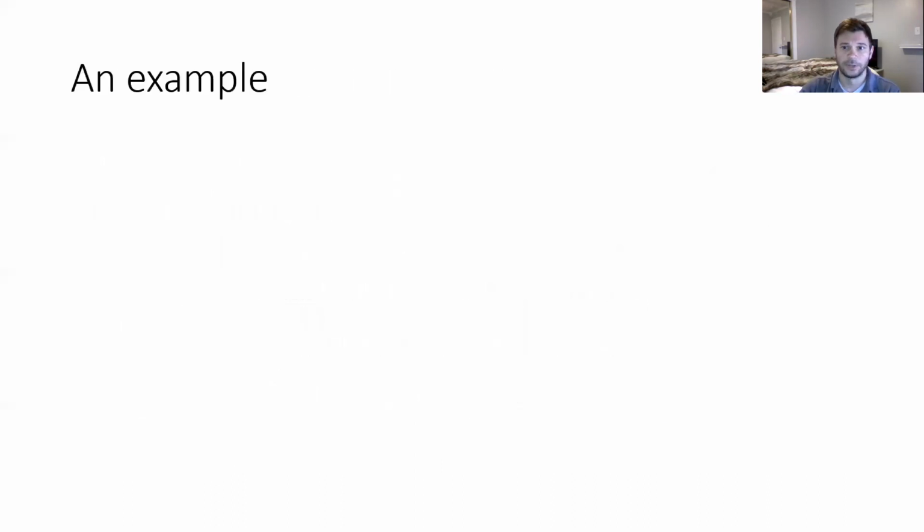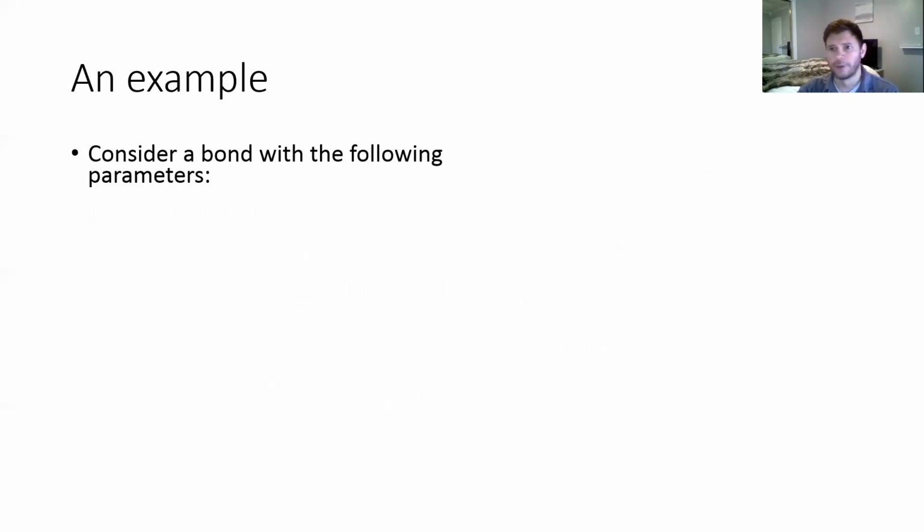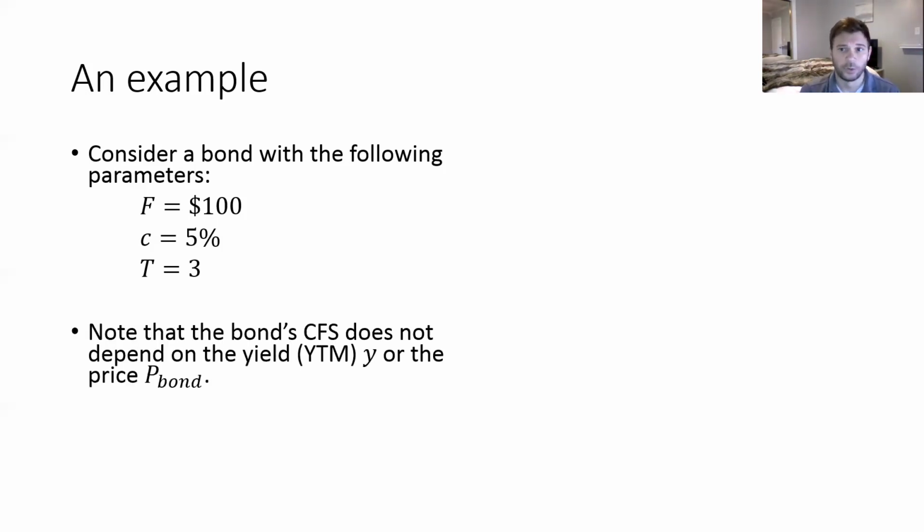Okay, so let's go ahead and look at a numerical example. Let's consider pricing a bond, or rather, before we price it, we have to write out the cash flow stream. So we're going to start here with a bond that has a face value of $100, a coupon rate of 5%, and it's going to make payments for 3 periods. It's going to mature after 3 periods. The first thing you should note is that I haven't told you the price yet or the yield, and in fact, we do not need either of those in order to write out the cash flow stream associated with the bond's payments. So the cash flow stream does not depend on the yield or the price.